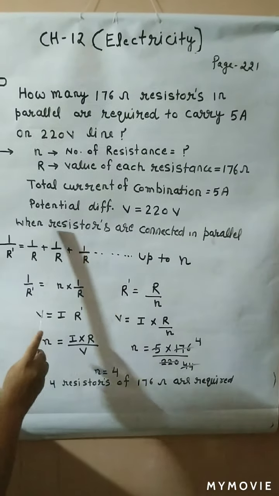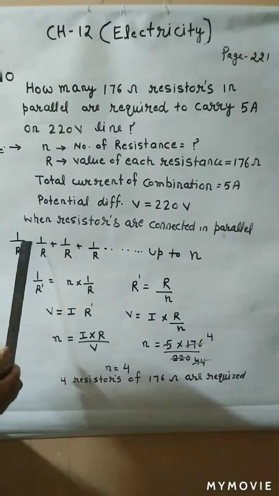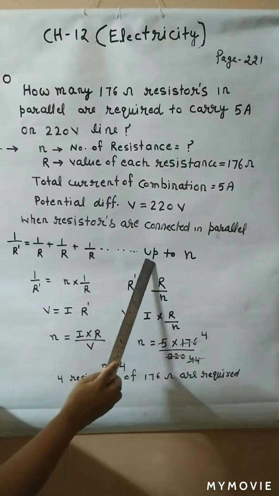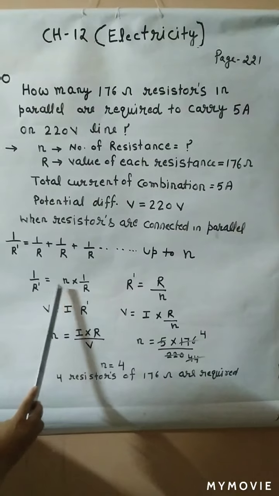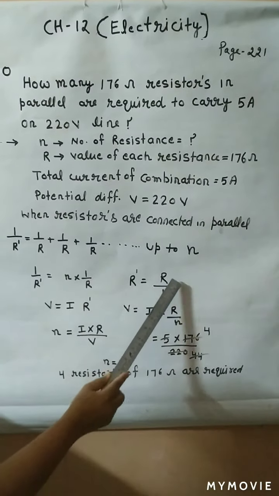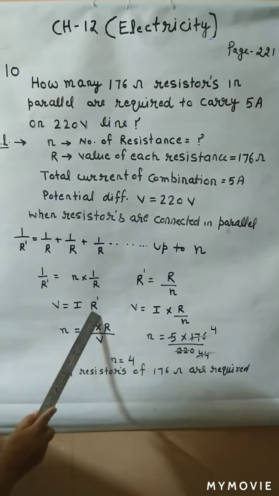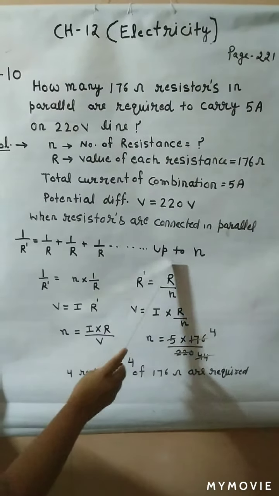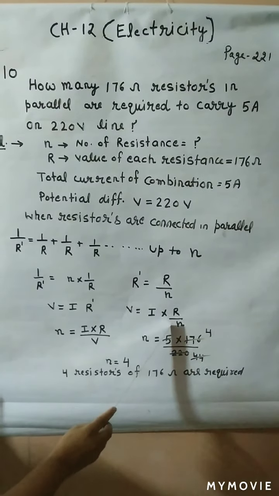220 volt. We know that when resistors are connected in parallel, we use the formula 1 upon R dash is equal to 1 upon R plus 1 upon R plus 1 upon R, because they are all identical, up to n terms. So 1 by R dash is equal to n into 1 by R. So what will we get? R dash is the reciprocal, R by n. And we know by Ohm's law, V is equal to I R dash, total potential is total current into total resistance. But this R dash value we have got is R by n. So we will put the values. N value we have to calculate.